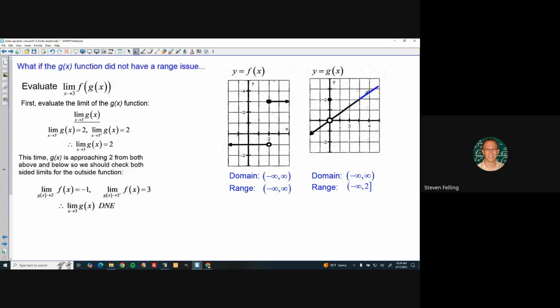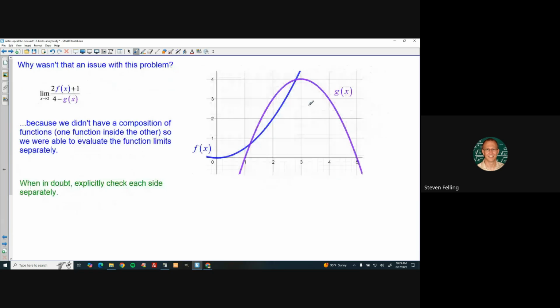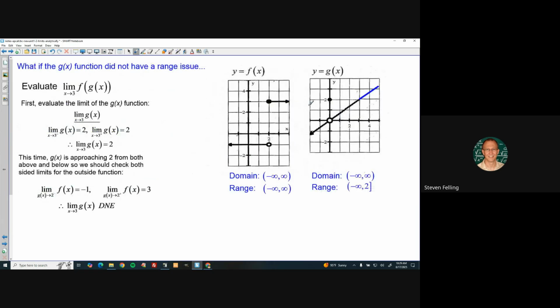And I would just summarize it this way: when in doubt, you should always check the sides.